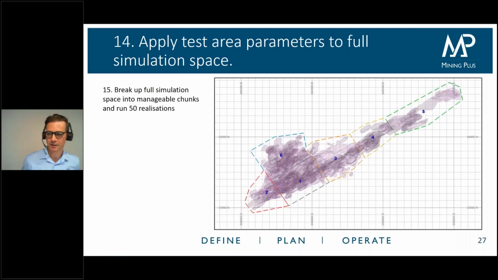So once we had our simulation parameters for the test areas, we then applied it to the full simulation spaces, which is what you're looking at here. And we had to break it up into manageable chunks because there's two reasons. If we do that, then we can run the simulation with multiple instances of Supervisor at the same time. So we can run, for example, areas 1, 2, 3, 4 at the same time, and it works. So we could get through it faster.